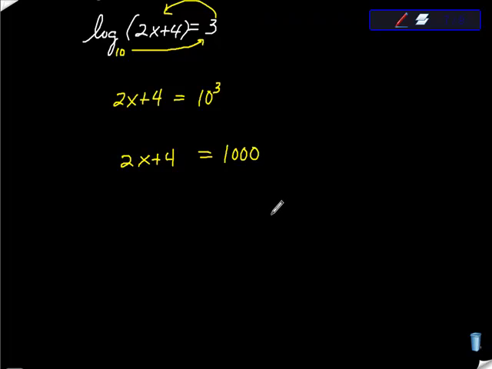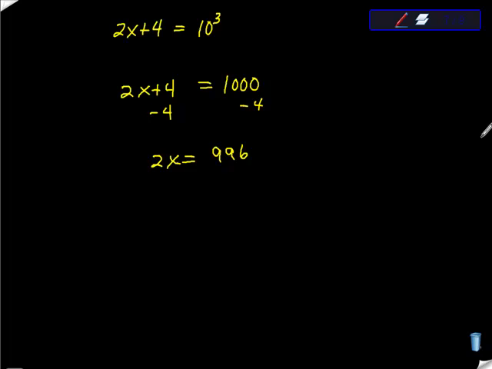This just becomes really simple algebra now, doesn't it? Subtract 4 from both sides. Get 2x is equal to 996, right? Divide both sides by 2 and get x is equal to 498.